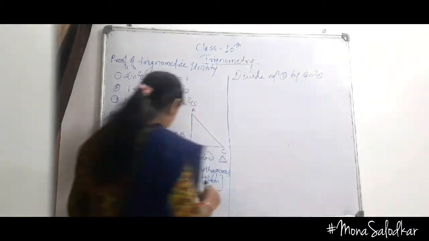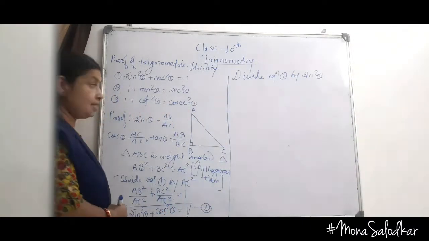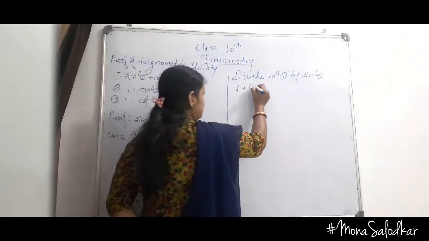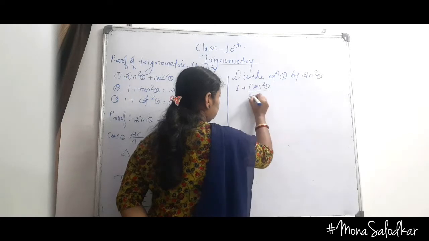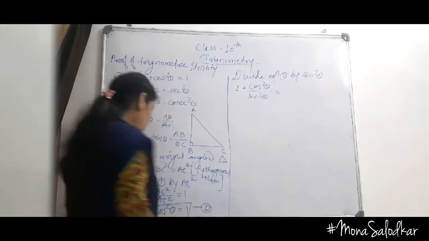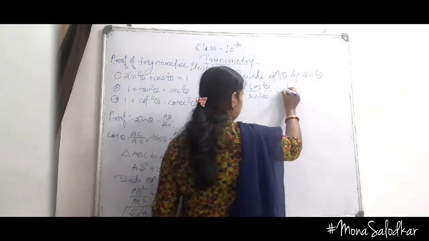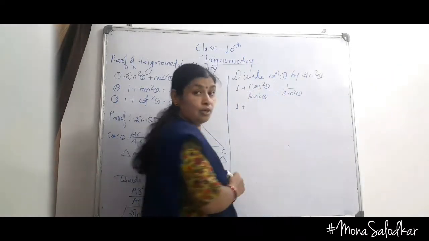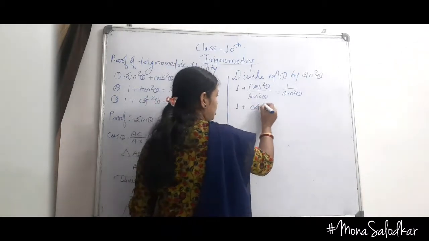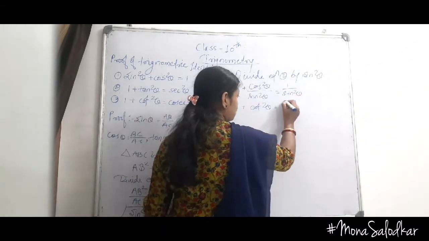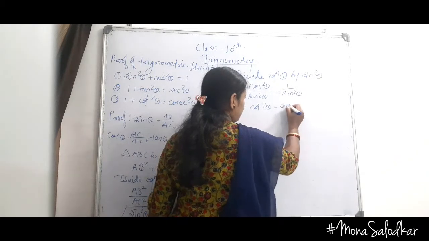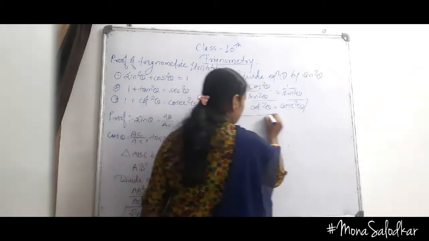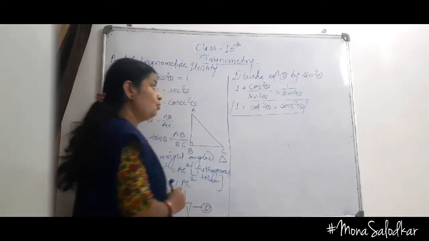If you divide this equation by sin square theta, sin square theta upon sin square theta is 1. Then cos square theta upon sin square theta is equal to 1 upon sin square theta. Now you already know cos upon sin means cot. Cot square theta, and 1 upon sin means what? Cosec square theta. So it is your third identity. 1 plus cot square theta is equal to cosec square theta.